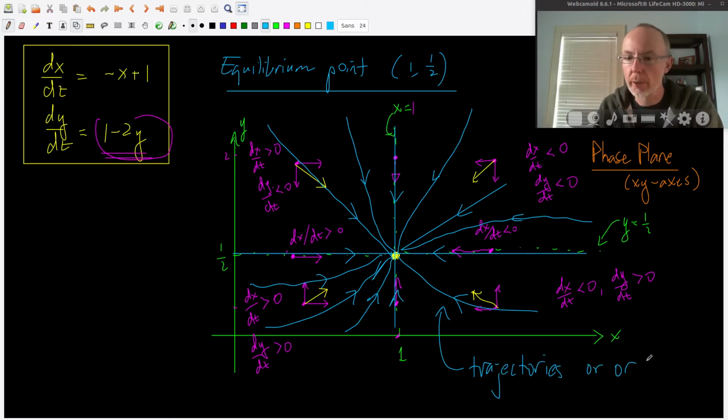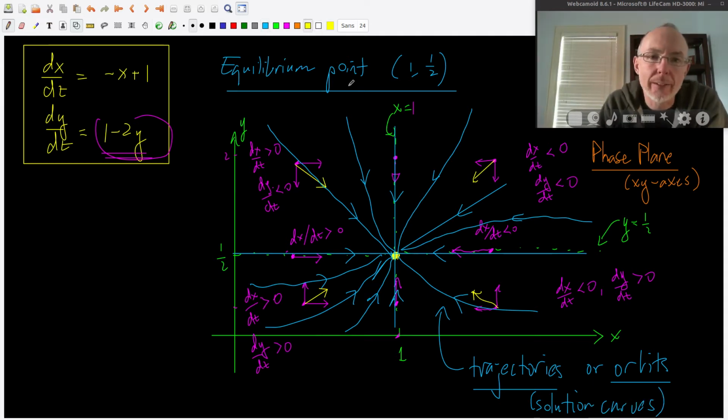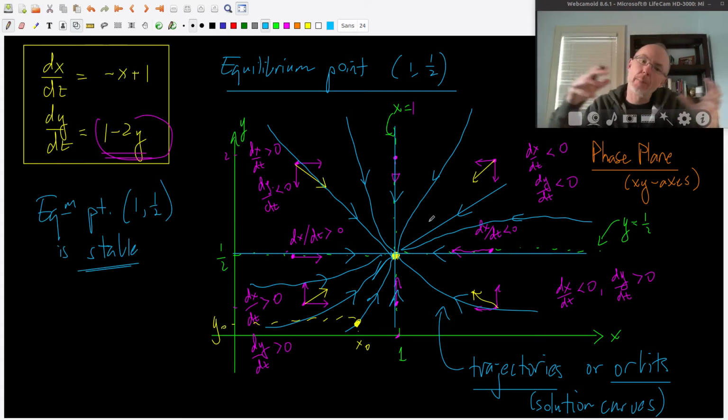Trajectories, or they're also known as orbits. So they're literally the solution curves. They're the values of x and y. So you can imagine if I start with some initial value, if this is my initial value, then this curve tells me what's going to happen. If I start with an initial x value here, there's x0, and an initial y value there, there's y0, then I'm going to follow that blue curve. So I'm going to move up and to the right, and the only place I can go is that equilibrium value. So this equilibrium is stable. It's stable because no matter which direction I'm coming from, I'm moving in towards that equilibrium value.